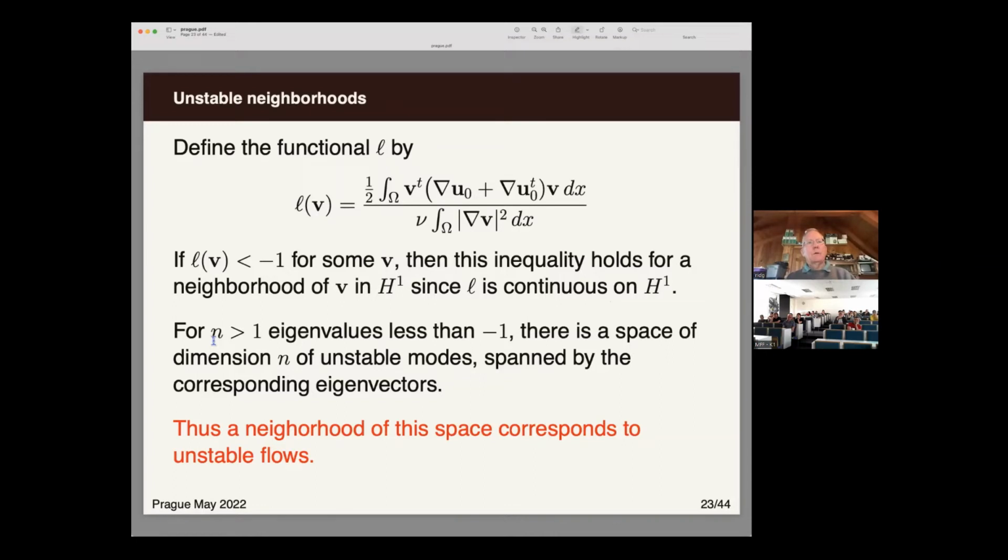If you have n eigenvalues less than -1, then there's a space of dimension n of unstable modes that will grow exponentially, spanned by the corresponding eigenvectors. And so the neighborhood of this space, because of this being a continuous functional on H1, corresponds to unstable flow. So this is quite a different picture from the standard linear instability theory, which I'll come to shortly. This says that there's this sort of bulk region in Sobolev space, which leads to instabilities.